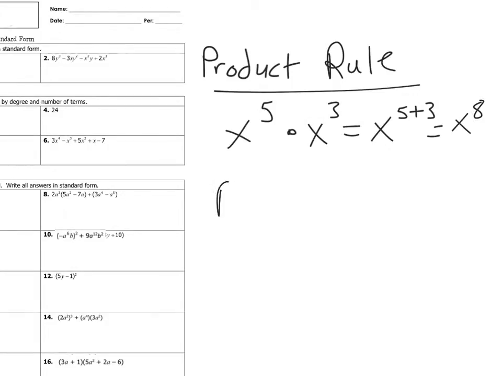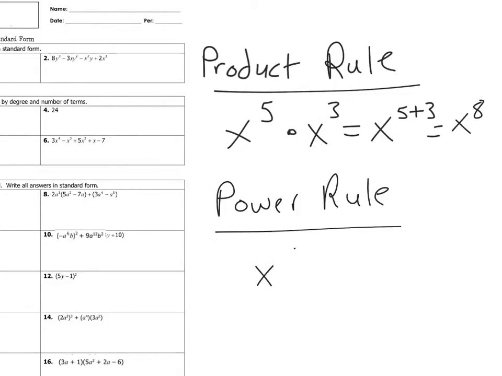Okay, whereas the power rule states that if you are raising a monomial like x to the 5th power to another power, you multiply the exponents. So 5 times 3 is 15. But keep in mind that this doesn't apply to the coefficients.